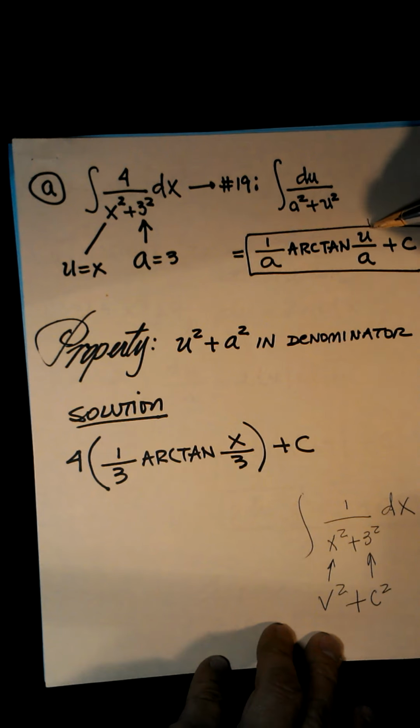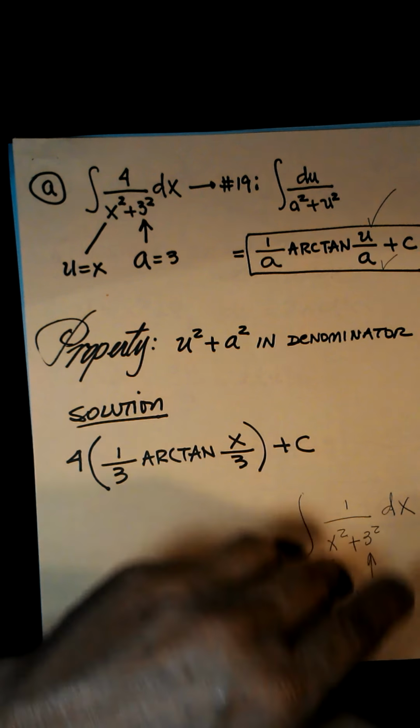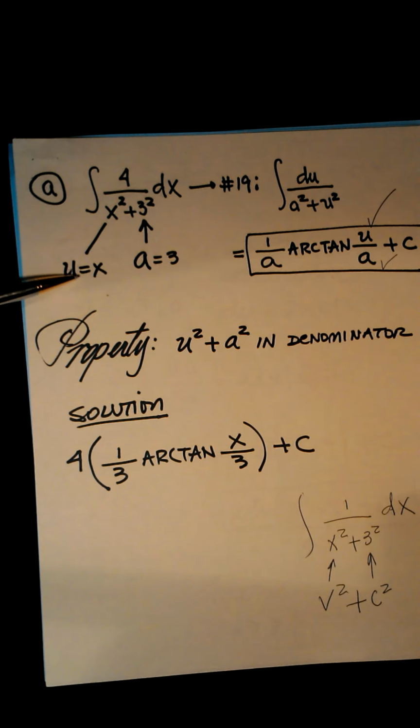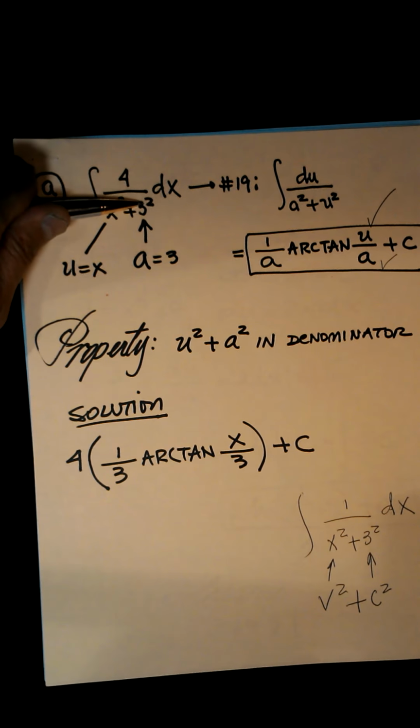So your job is really to find the u and to find the a, because you need to plug in the a, and plug in the u. Well, who is u? U is the base. It's not x squared, it's just the base, which is x. And a is the base, which is 3.